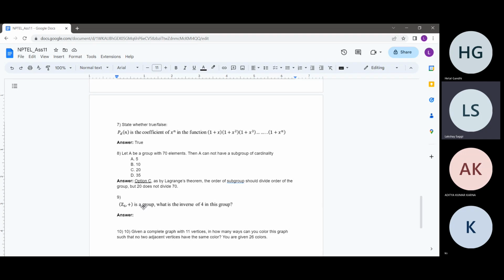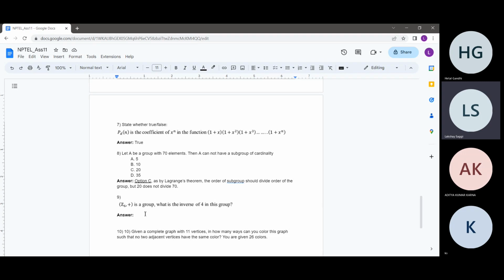Because you must have studied this in lectures also, that Zn comma plus is a group because it has the closure property, it has associativity, it also has inverse as well as identity. Identity is 0, and we have to identify the inverse for 4 in this question. So any guesses, guys? This is also straightforward. So what will be the inverse of 4 in this group?